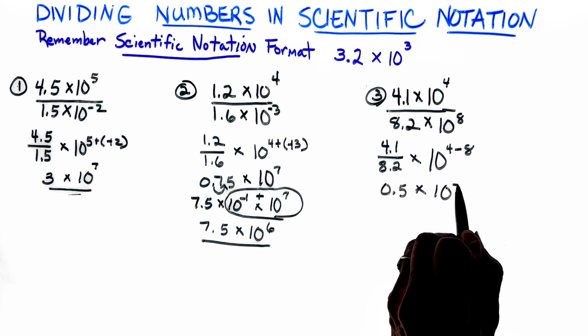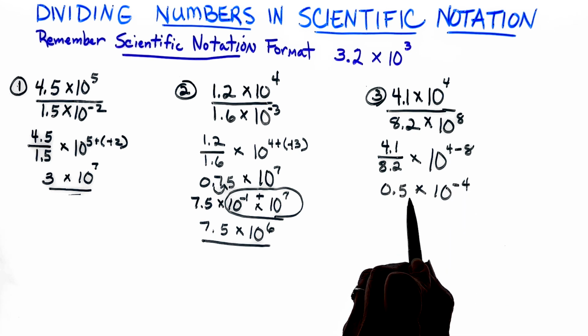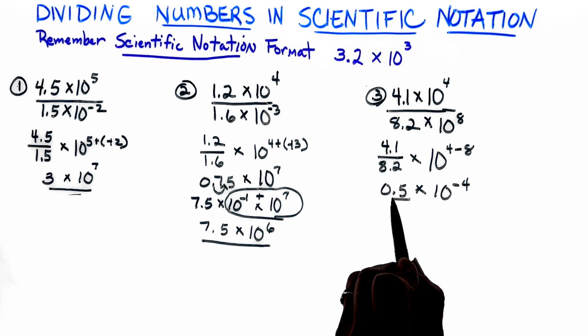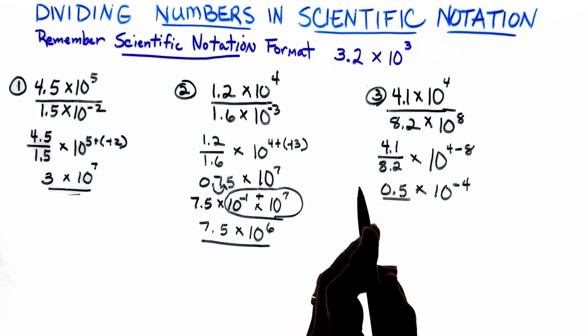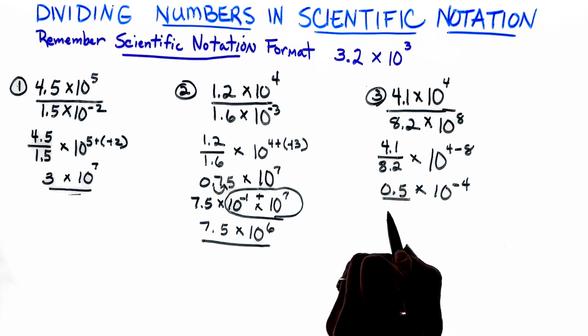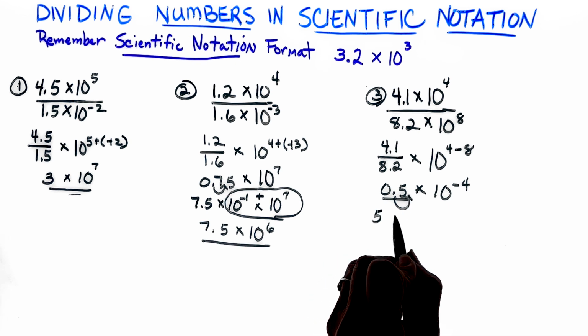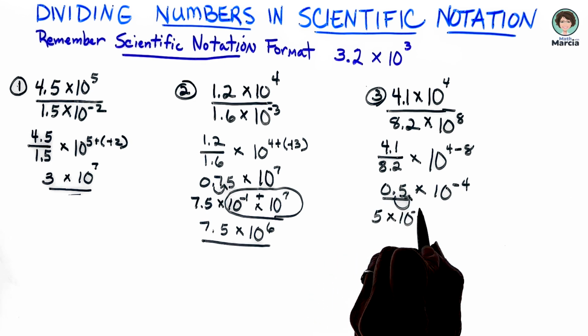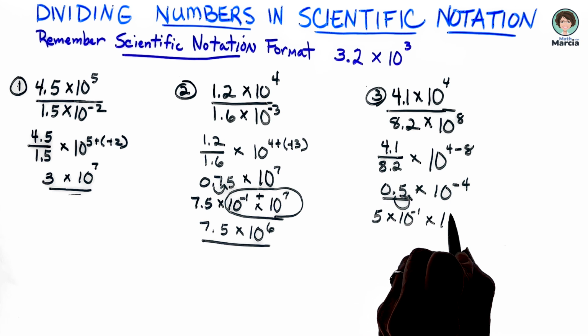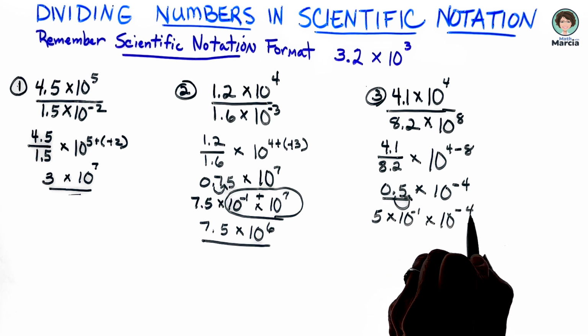It's a negative 4. We cannot leave this. We are going to have to change it to the correct format. So I'm going to move my decimal point over 1 again. So it's 5 times 10 to the negative 1. You have to bring down the other 10 to the negative 4.